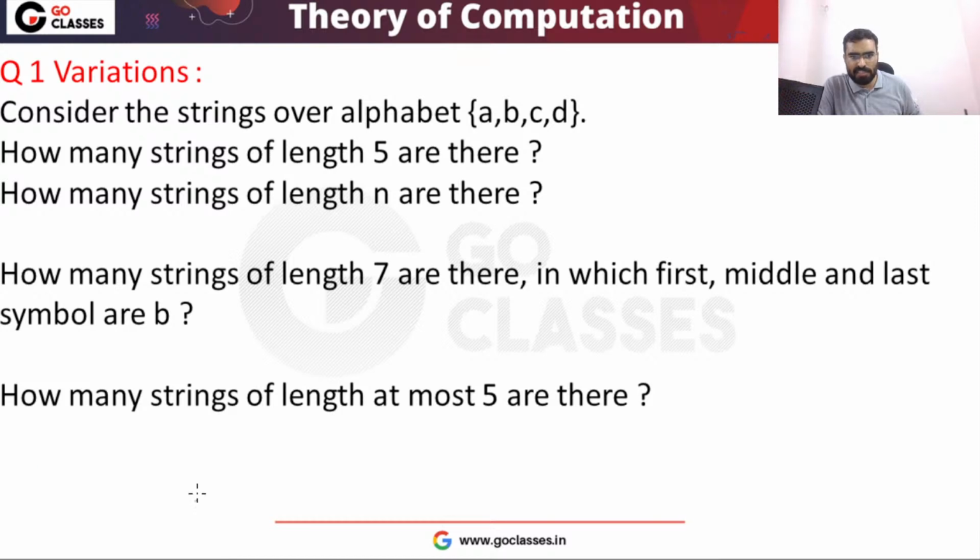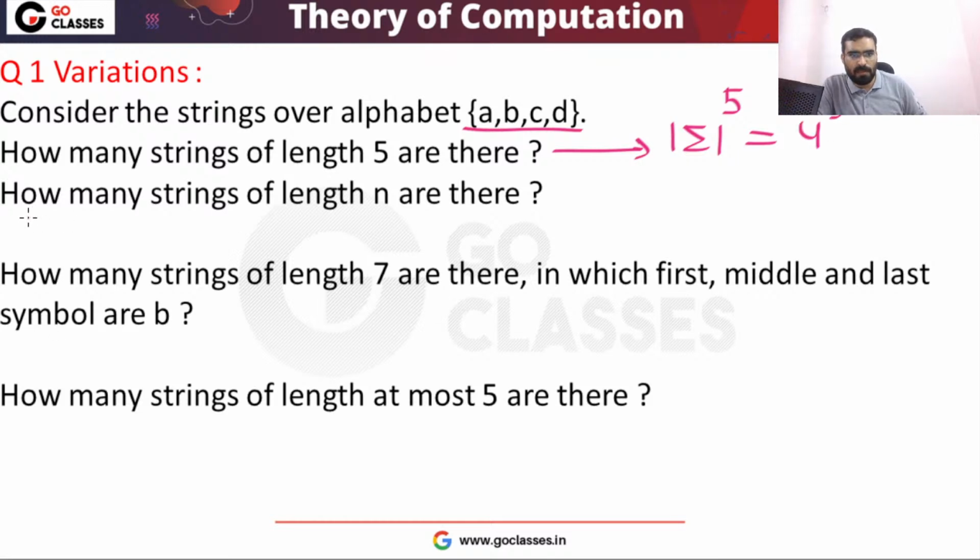Now let's see some variations. Let's solve these variations. Tell me what is the answer here. If your alphabet is ABCD, then how many strings of length 5 can you create? You can notice this is your alphabet, so that will be alphabet cardinality power 5, and that will be 4 power 5. So this will be your answer for the first question.